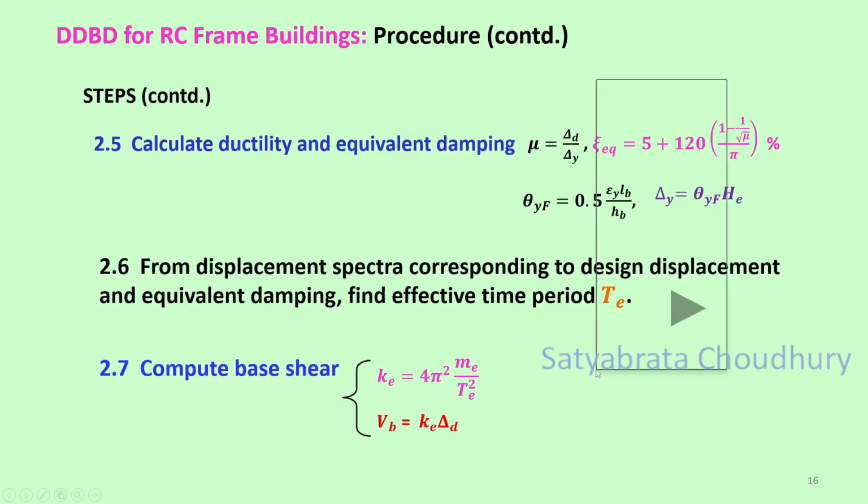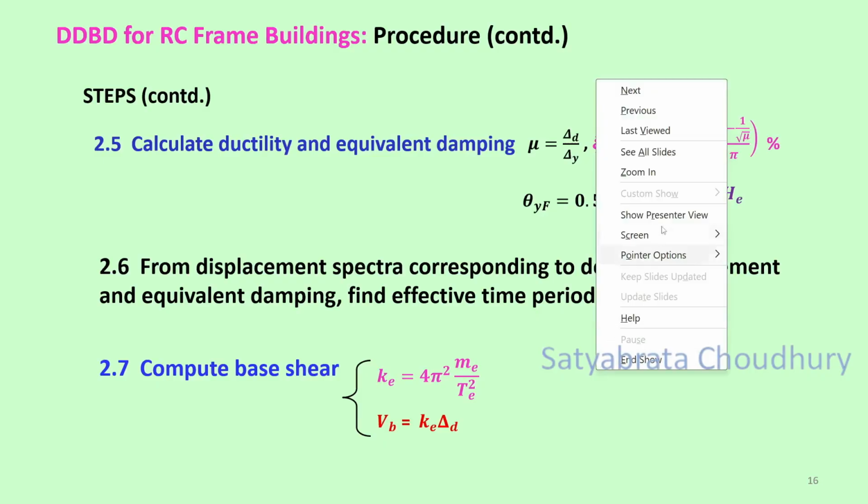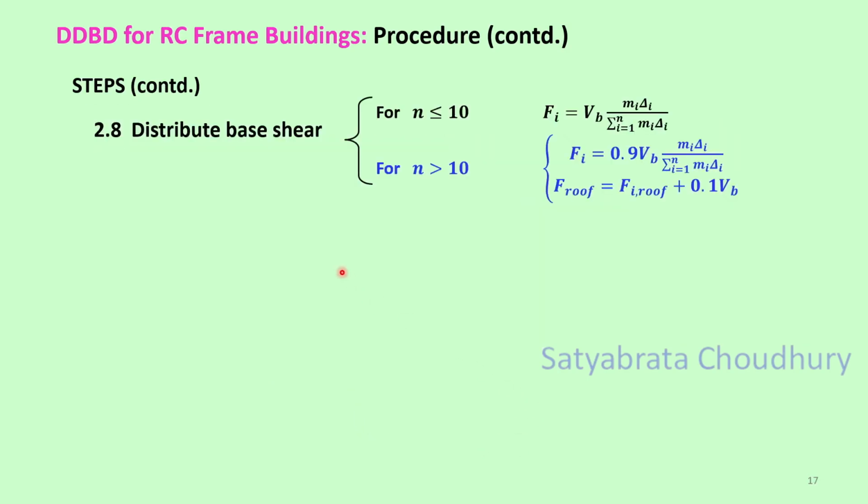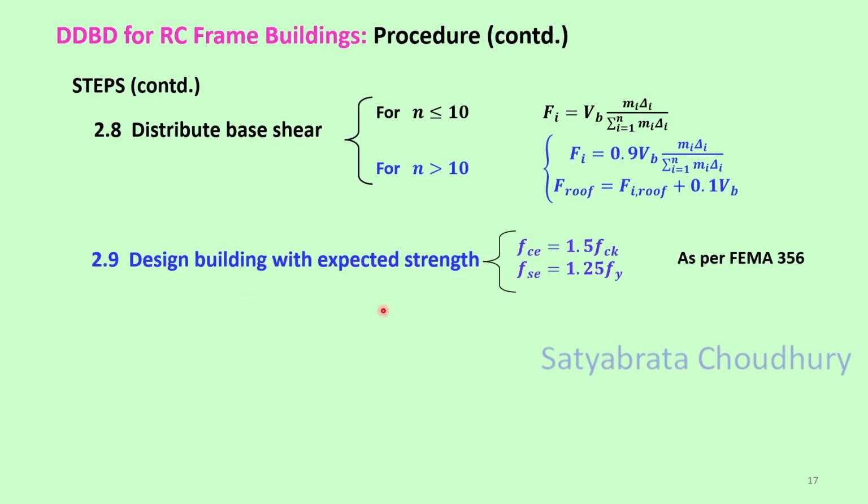Next step is the computation of the base shear. So base shear is VB equal to K into delta D. How to get K? K you get from the equivalent time period T. So K equal to 4 pi square Me by Te square, and then VB is this. Now you have to distribute the base shear for the purpose of design. The distribution formula we have discussed. Then design the building with expected strength.